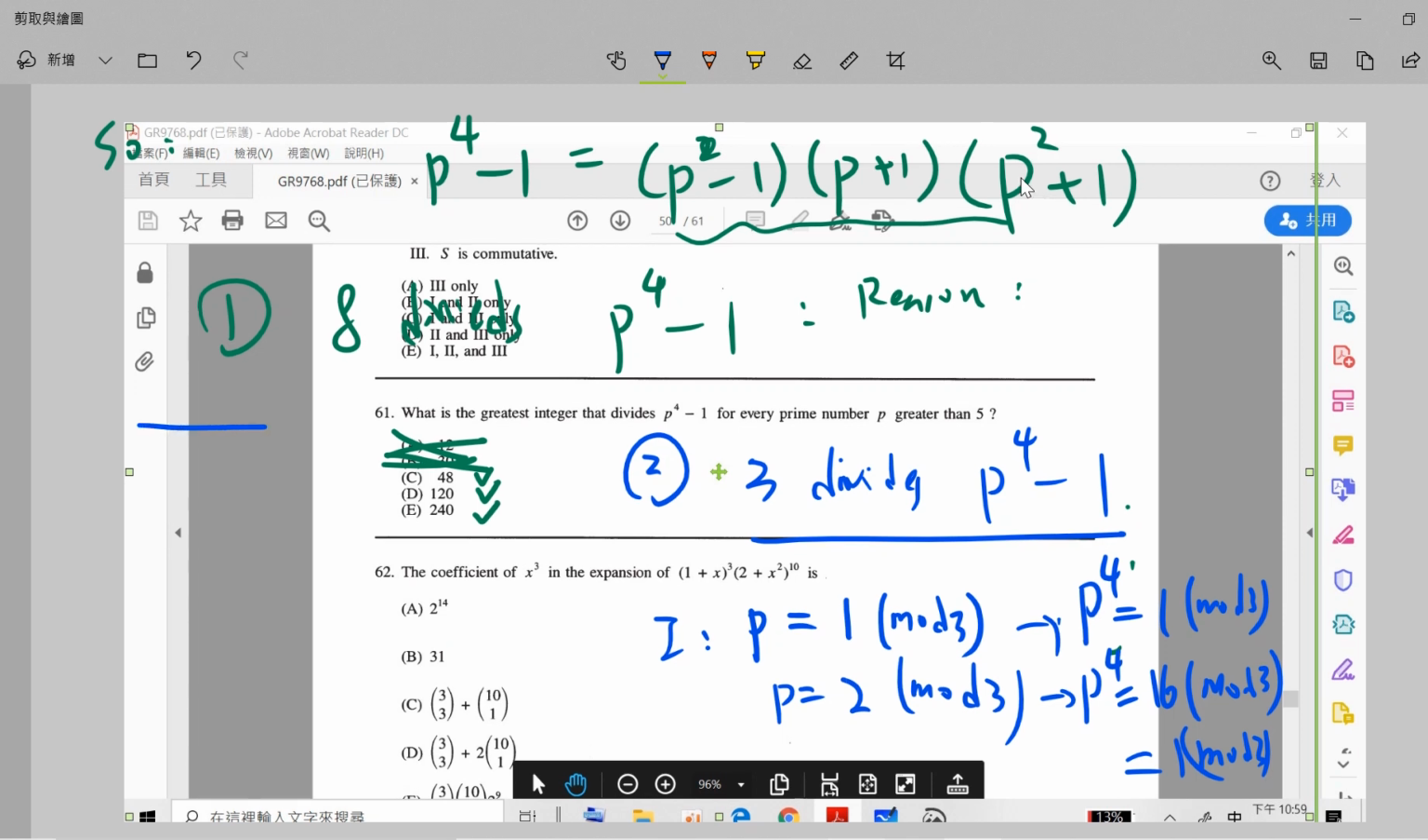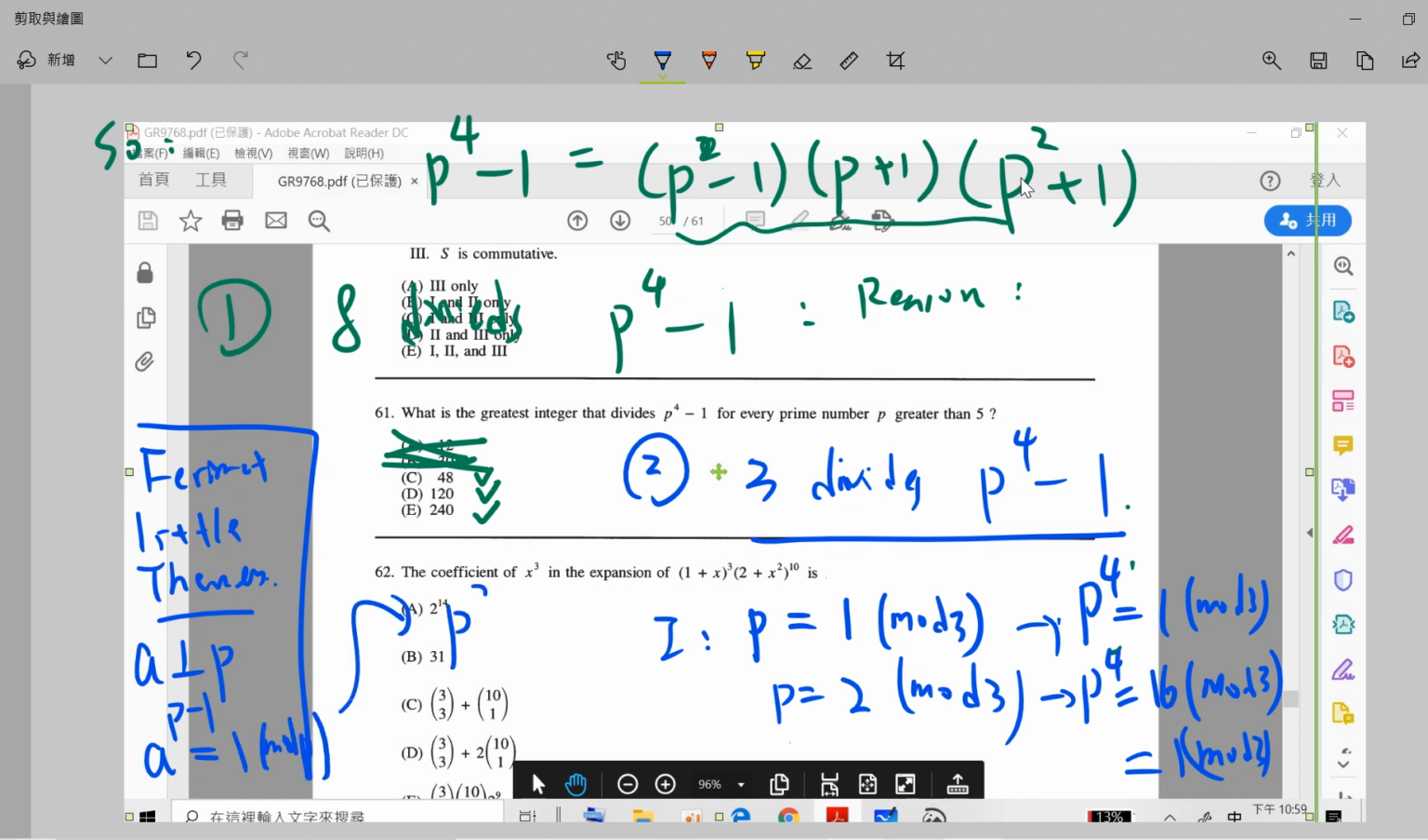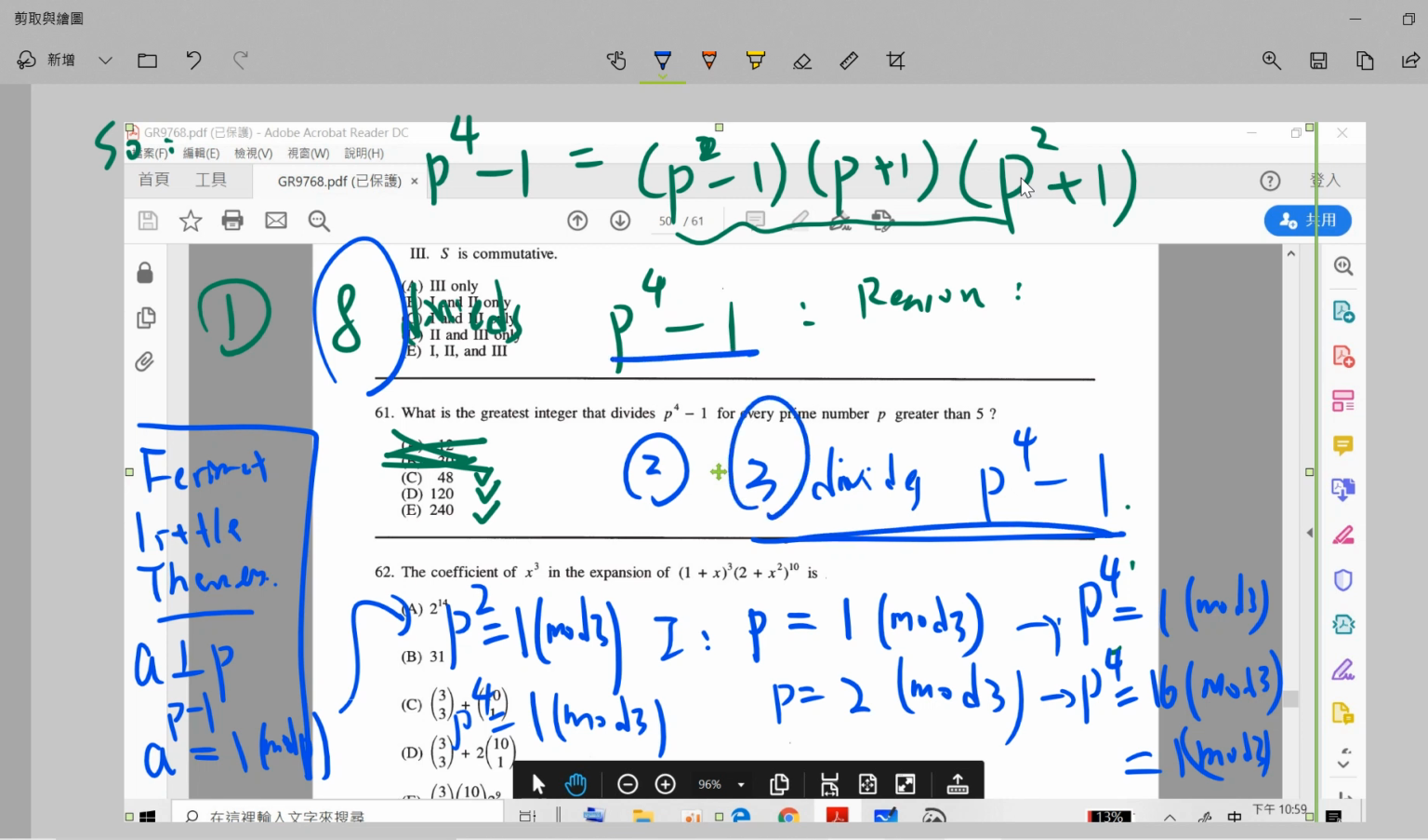The other method is called Fermat's little theorem. Actually, I proved this theorem in English and the Mandarin version, and I will leave the link below. Basically, if a is coprime to p, then a to the p minus 1 is 1 mod p. So this tells you that p squared must be 1 mod 3, so you can prove that p to the fourth is 1 mod 3. So now we have proved that 8 divides this and 3 divides this.